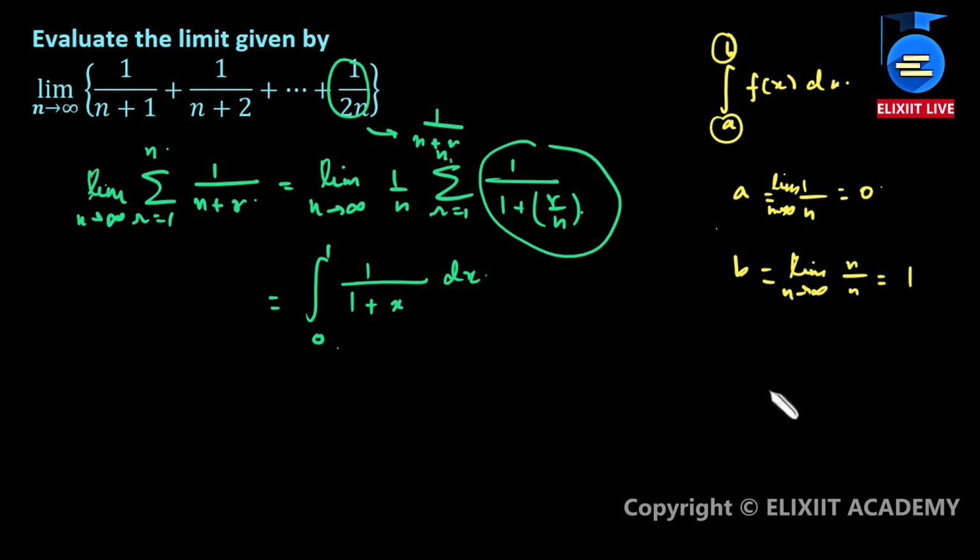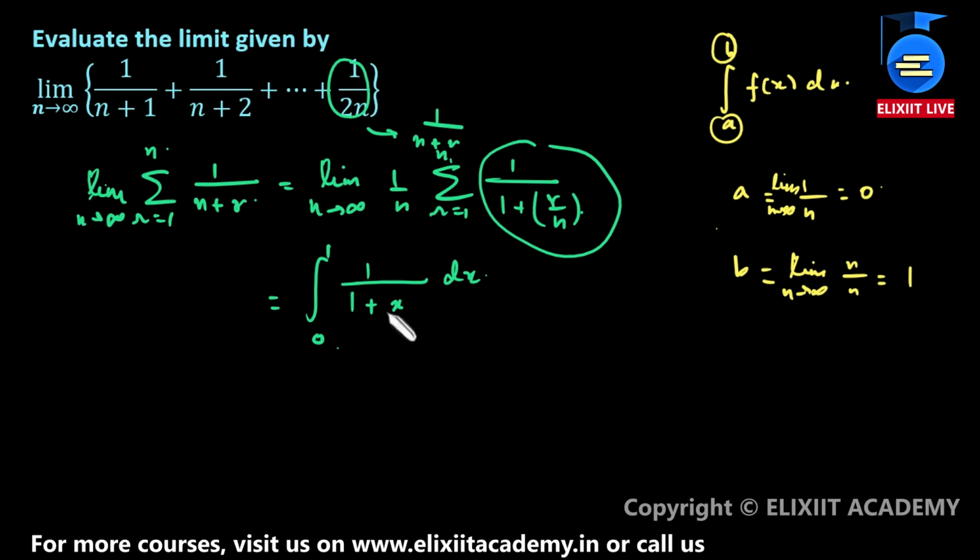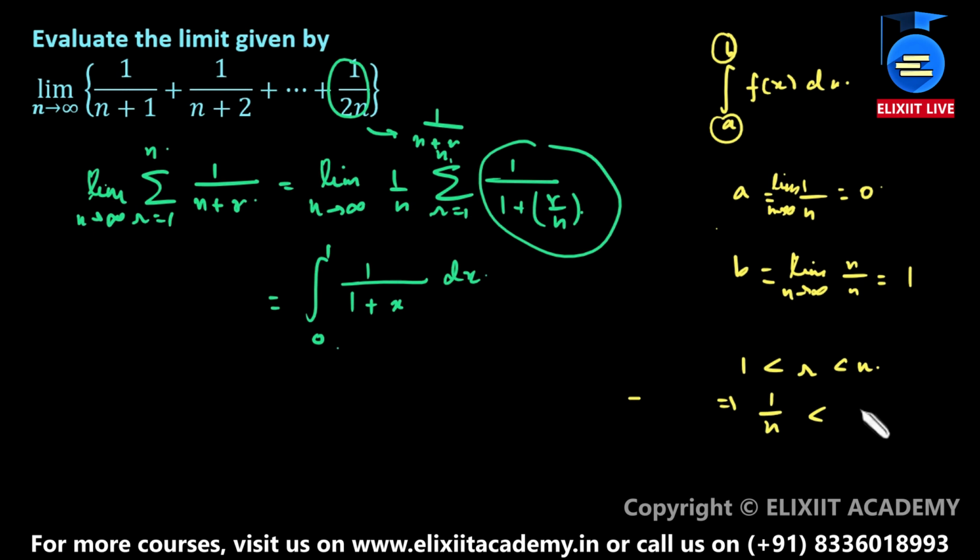Otherwise, there is one more way to determine these limits. Over here we have an integration that is going from 0 to 1. We have an r by n function over here. First of all, the limits of this summation go from 1 to n, so r is going from 1 to n. We want the limits of r by n, so we divide by n over here. So this becomes r by n less than 1.